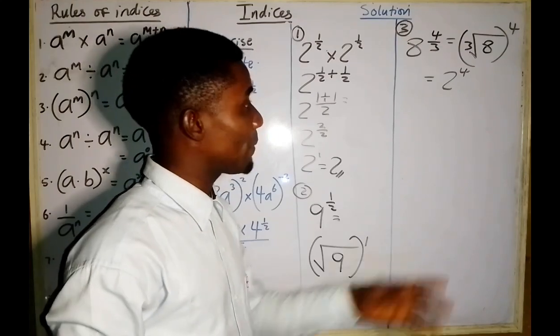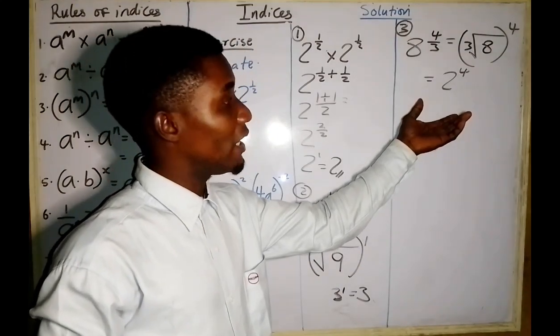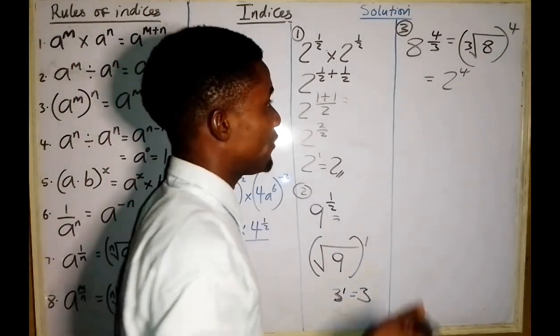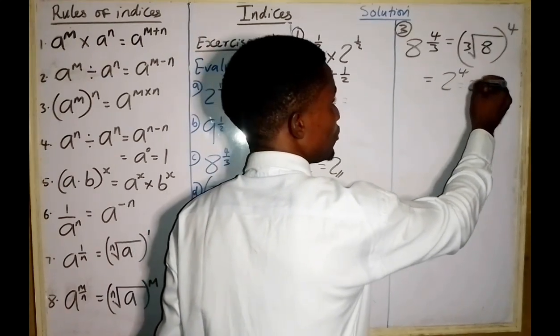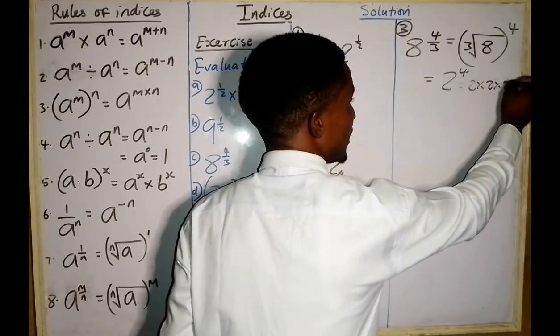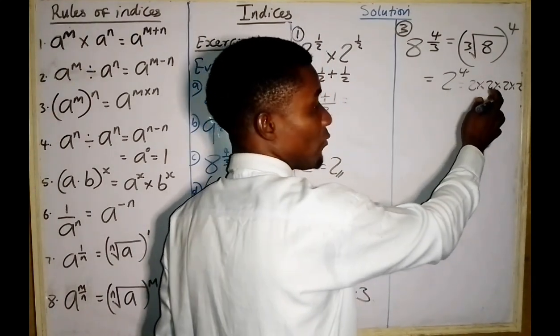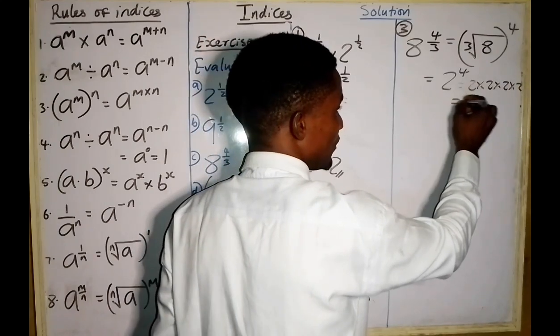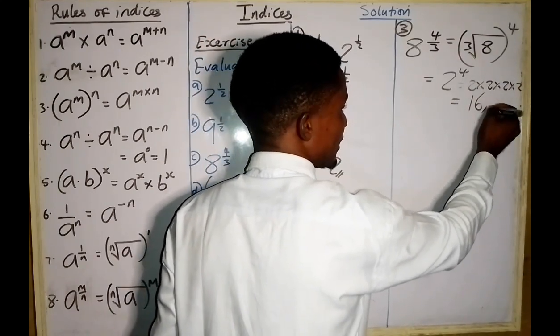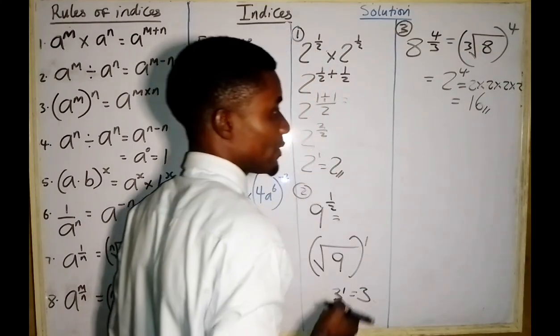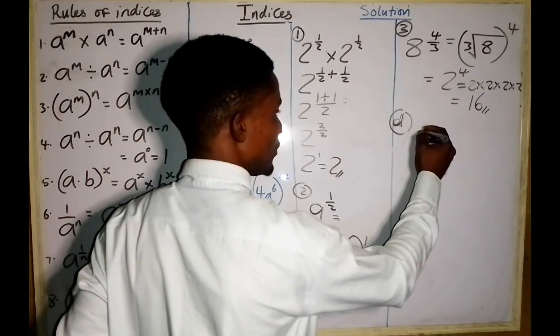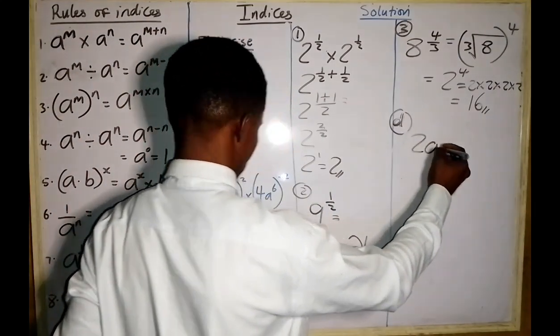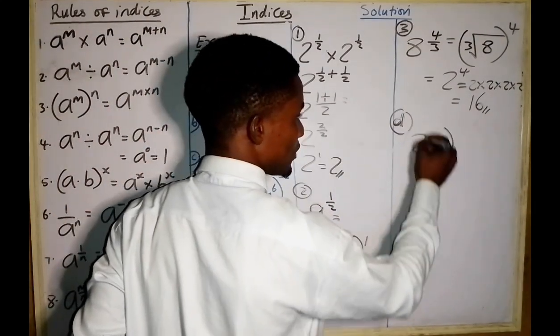Now, if the examiner wants you to express this in an expanded form, then you're going to have 2 times 2 times 2 times 2. And 2 times 2 is 4, 4 times 2 is 8, 8 times 2 is 16. So your final answer here is going to be 16.